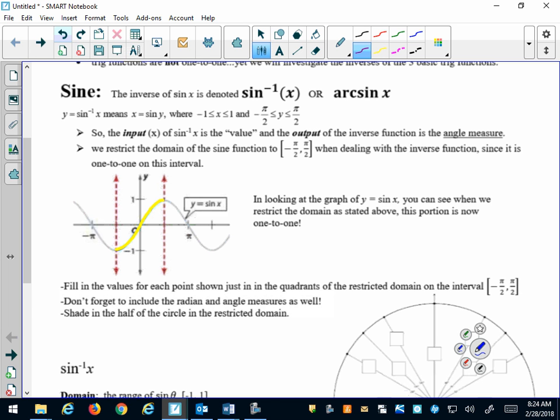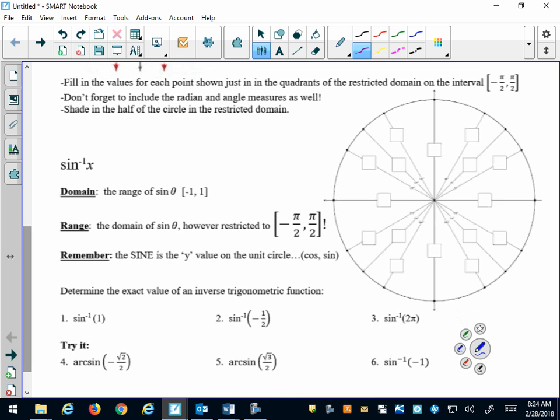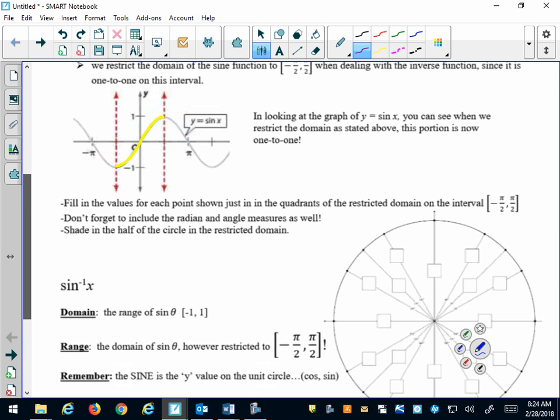Okay. All right. So here is the unit circle. We have restricted our domain from negative pi over 2 to pi over 2. That is the restricted interval for the inverses. And that is important. You have to remember that anytime you're asked to find the inverse of a sine, you're only thinking about this interval. That's it. Okay? And that's really important.